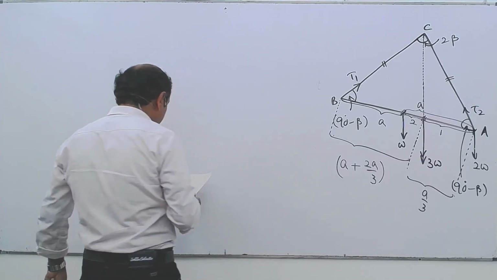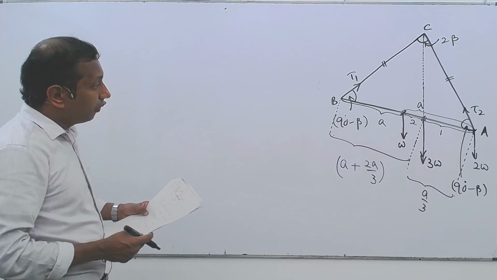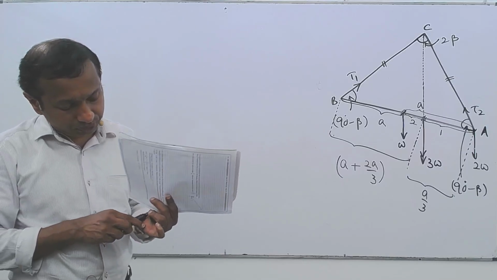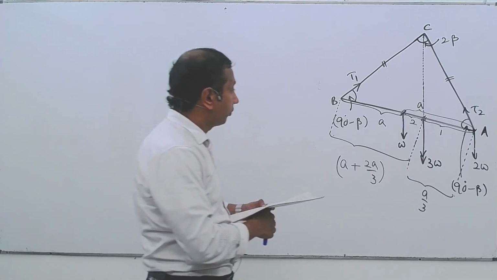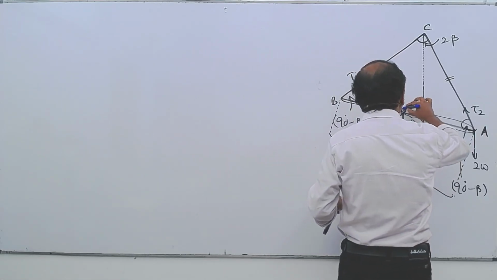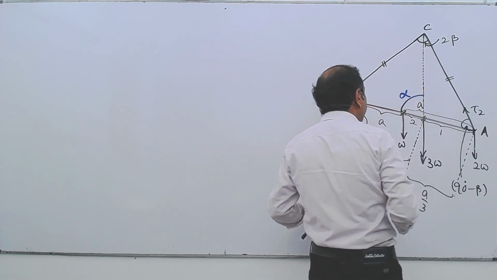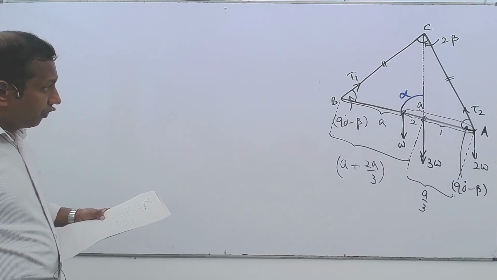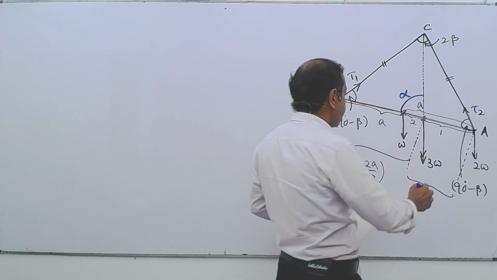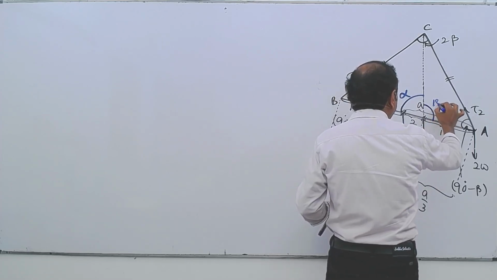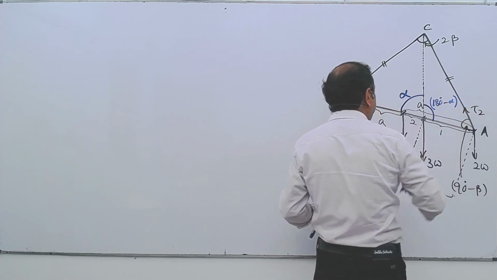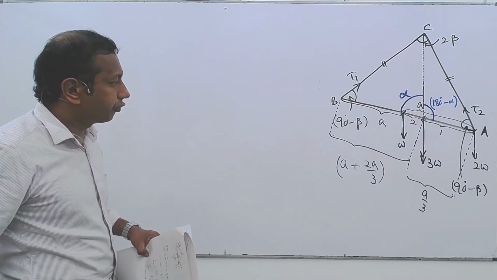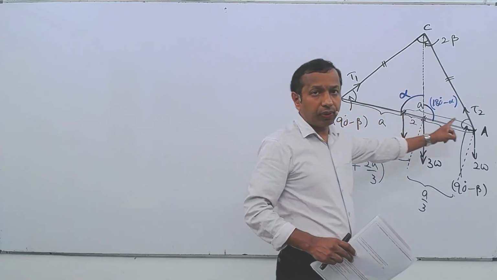Okay. Now we are given the rod makes an angle alpha with the vertical. That means this angle. Okay. This angle alpha is given. If this angle is alpha, this is 180 minus alpha. Okay. Now, we can apply the cot theorem. How? Using these two angles, we can apply the cot theorem.